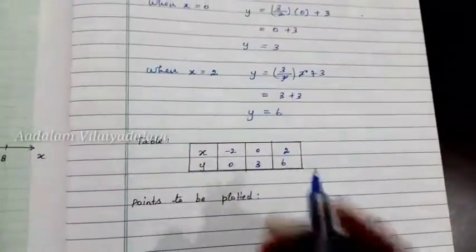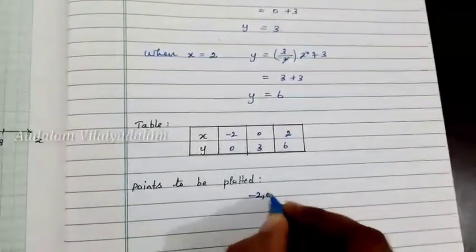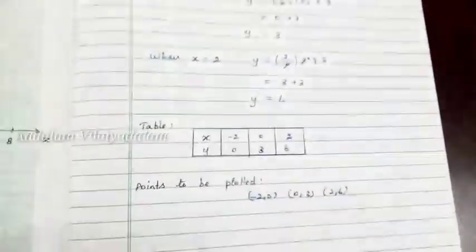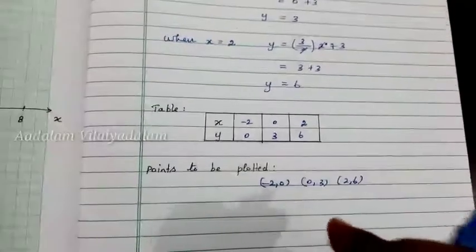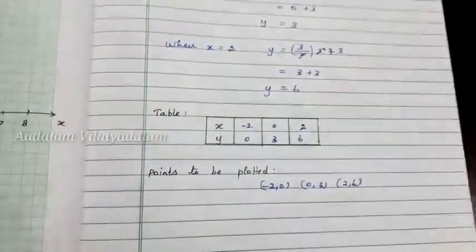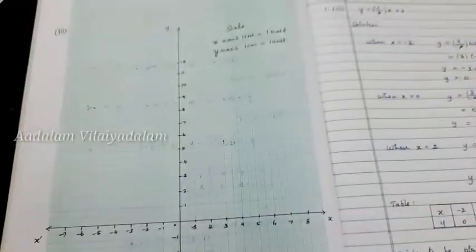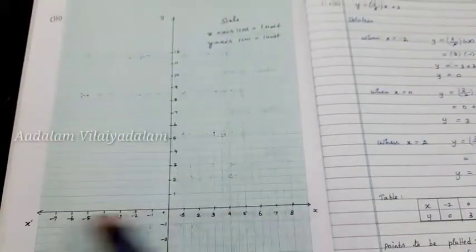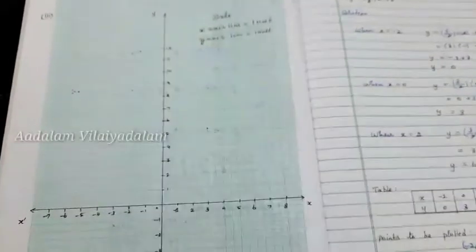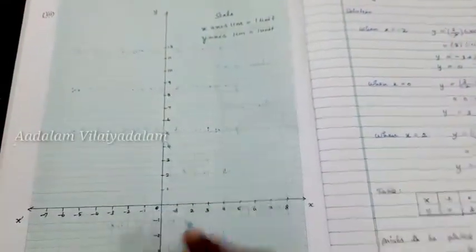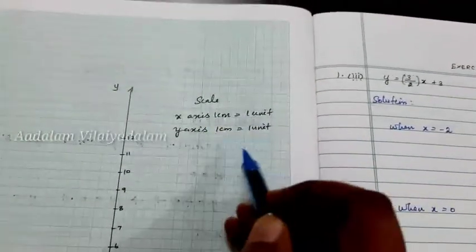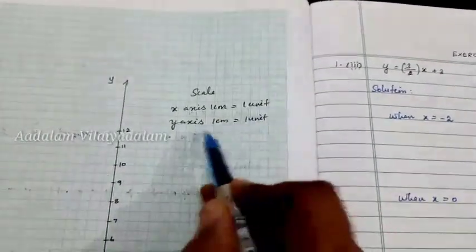So therefore the points are (-2, 0), (0, 3) and (2, 6). So let us plot these points in the graph. Here I have drawn the graph with x dash and y dash with the origin 0. The scale I have taken is x axis 1 centimeter equal to 1 unit, y axis 1 centimeter equal to 1 unit.